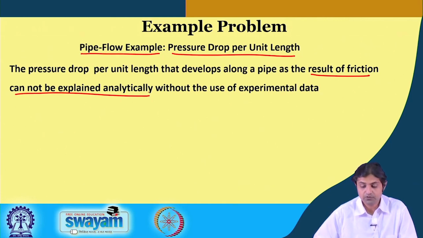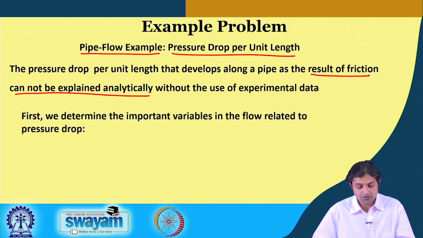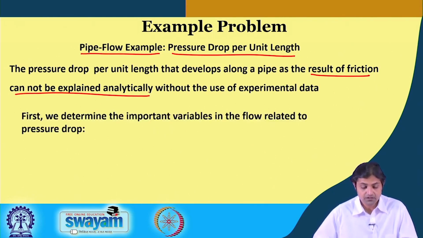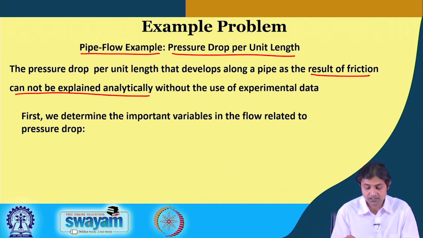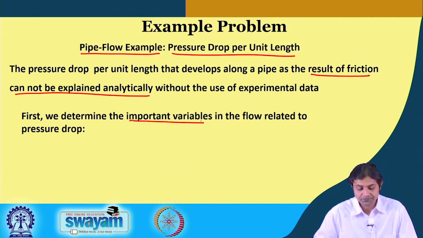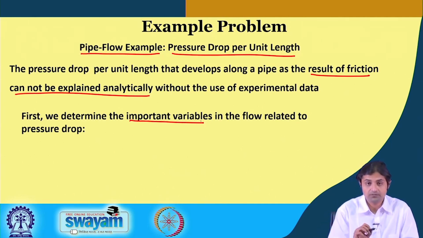So, many people have tried to explain it on the basis of analytical results. Analytical means mathematical analysis, but without the use of experimental data, this phenomenon cannot actually be explained in full detail. So, what do we do? First, we determine the important variables of the flow related to the pressure drop. So, we must know what the flow parameters are, the important variables that are related to this pressure drop.